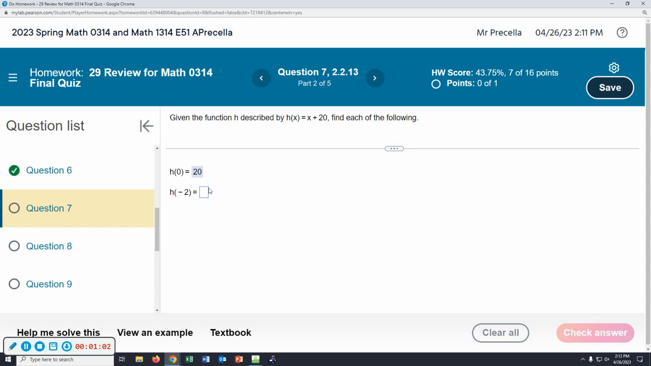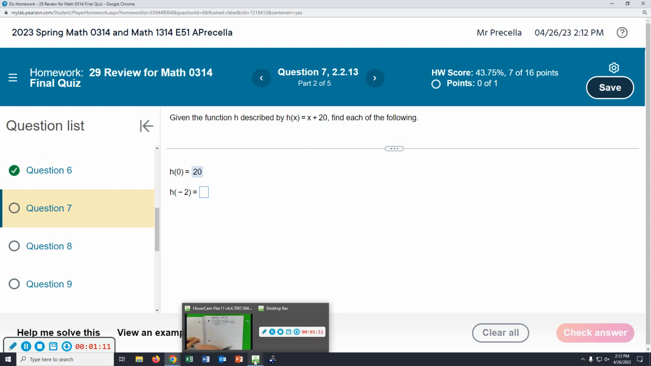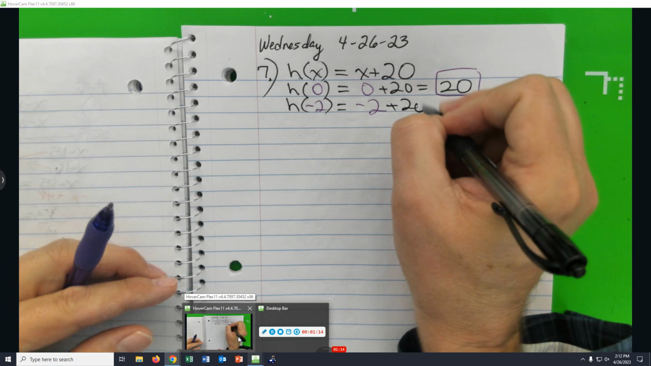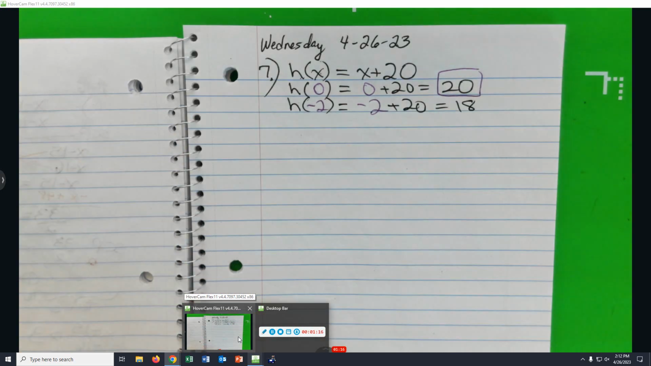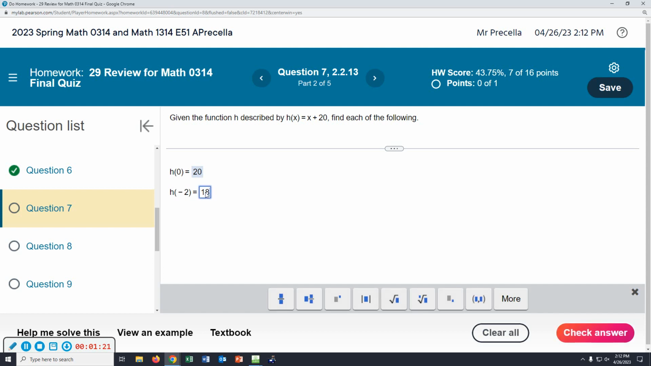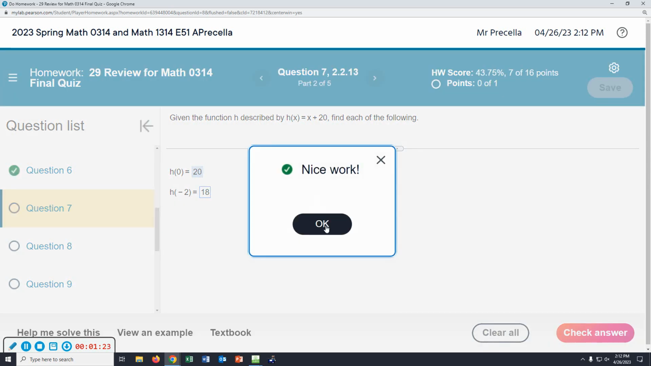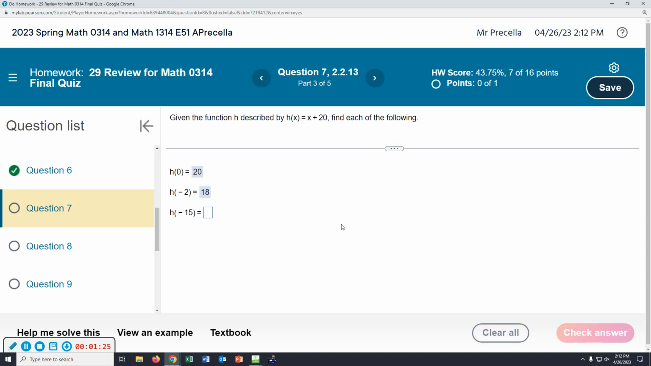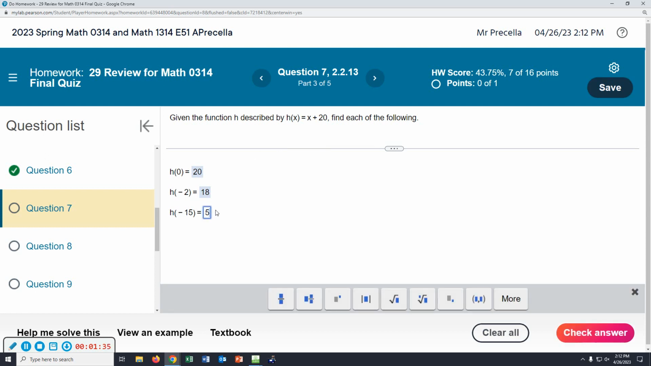Take the second one, h of negative 2. This is one of those they might be able to do. 18, that's right. Negative 2 plus 20 equals 18. Let's see what the next one is. I bet y'all can tell me this answer without me having to show any work. 5. Negative 15 plus 20, I agree, is 5.